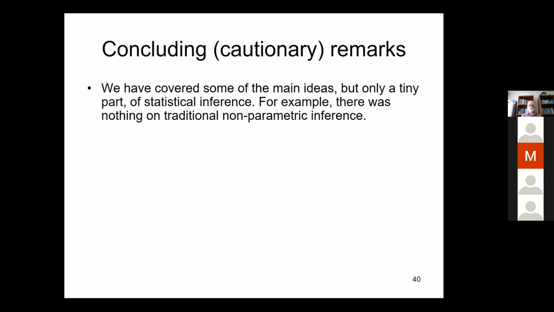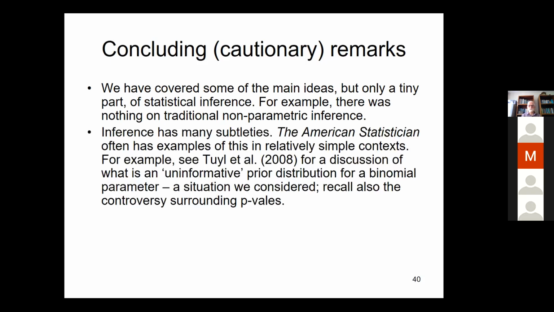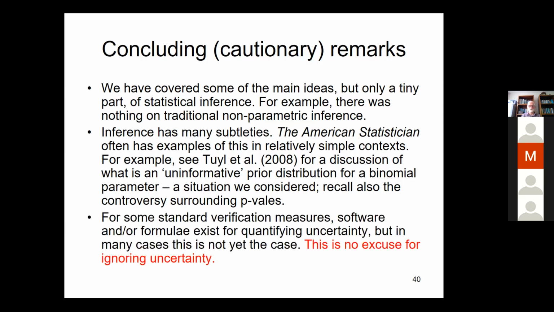We've only covered a tiny part of statistical inference. There's nothing on traditional non-parametric inference. It's a bit like me saying you can get really bogged down in p-values. There are all sorts of subtleties associated with any of these intervals, like making sure you've got dependence accounted for in bootstraps. Knowing what you mean by an uninformative prior distribution is another one. You could argue that being completely flat is not correct.